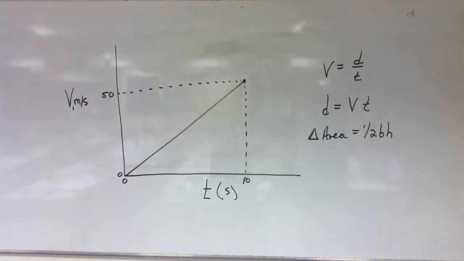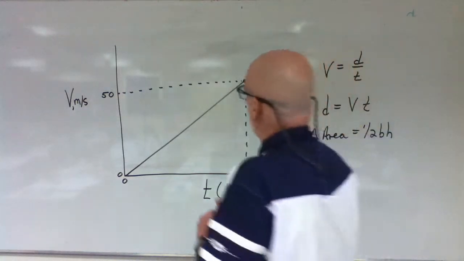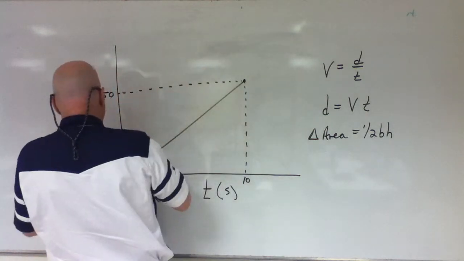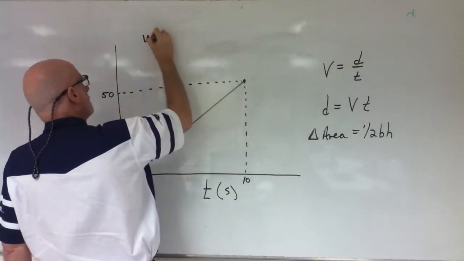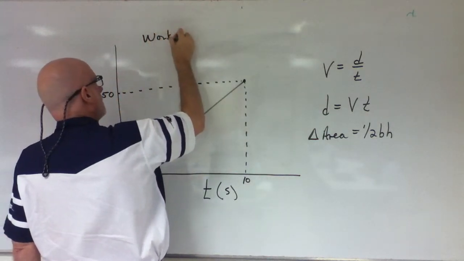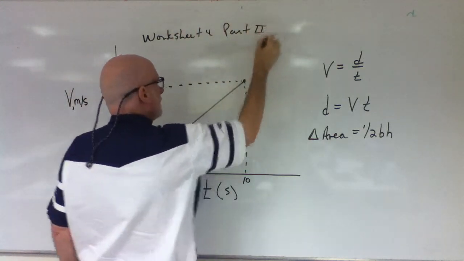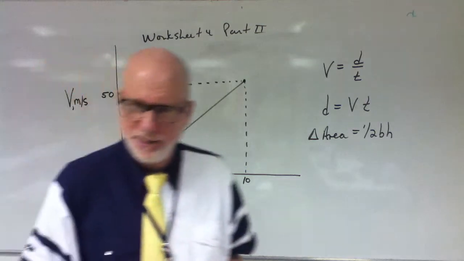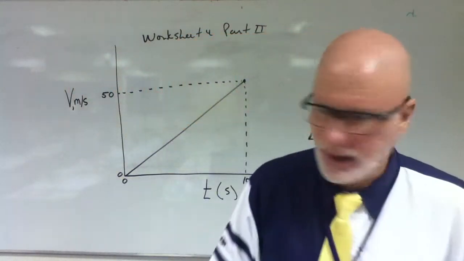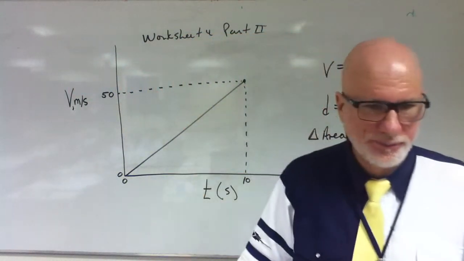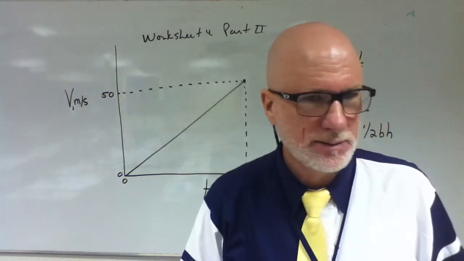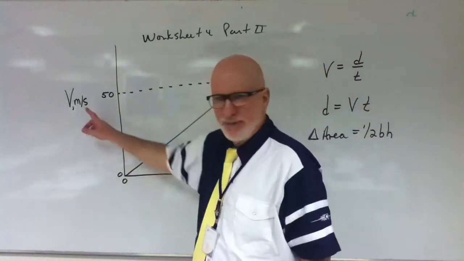Okay. This is going to be worksheet 4, part 2. All right, are you ready? Okay. What's that? A graph. Yes? Just happens to be velocity.